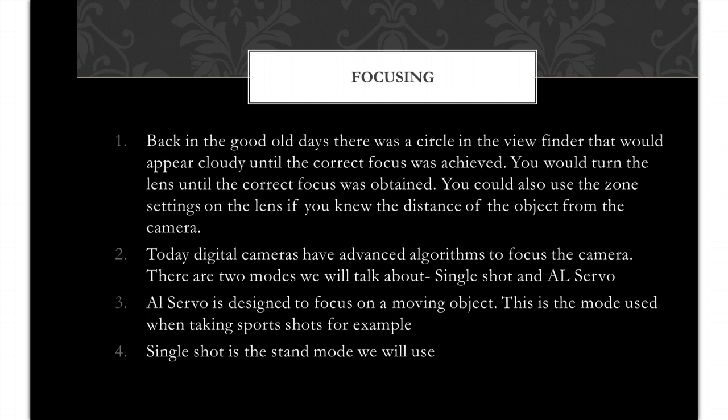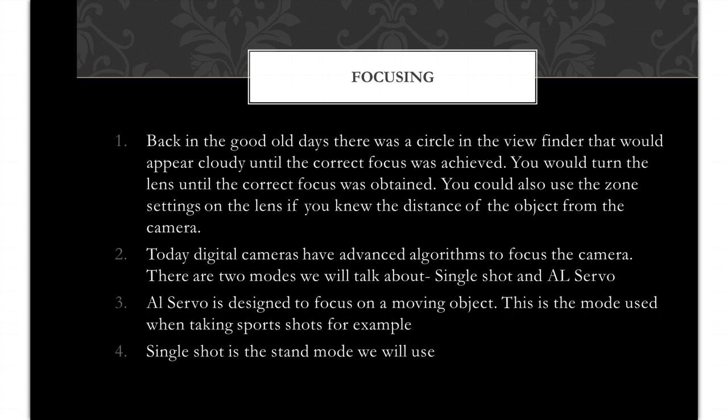Focusing, back in the old days, you'd have that little circle and it would be blurred out, and when you got in focus it became clear. Well, today cameras have very advanced algorithms that allow them to focus very quickly. And as you look through a camera and you press the shutter halfway, you'll see a series of red dots come out, and they're focusing points.